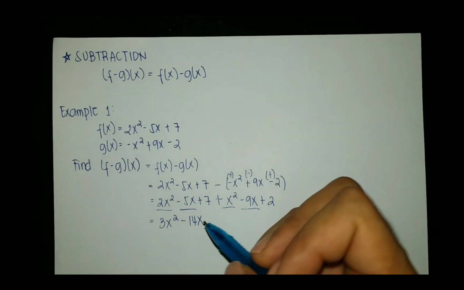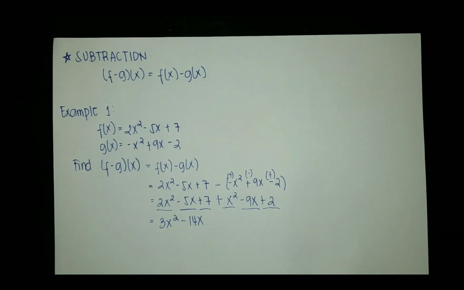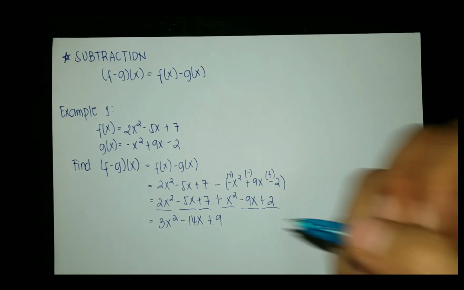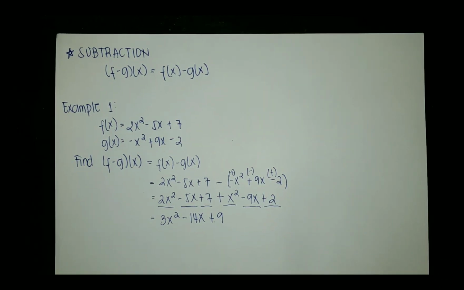Then last one is positive 7, then positive 2. So 7 plus 2 is positive 9. So the difference of the functions f and g is equal to 3x squared minus 14x plus 9. Another example.